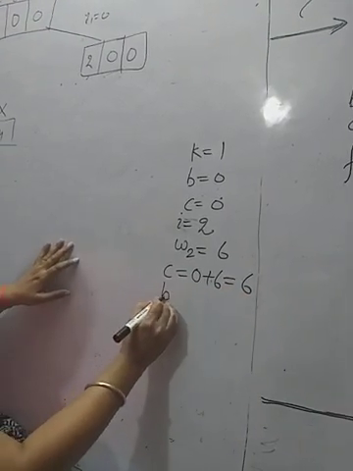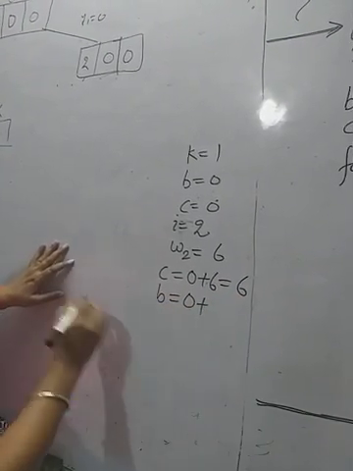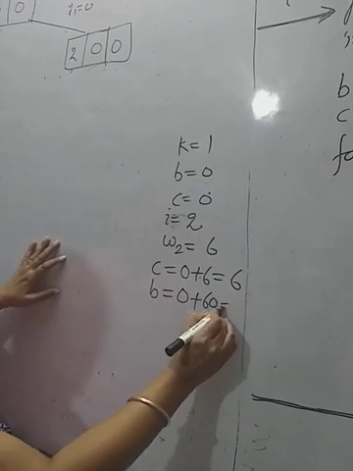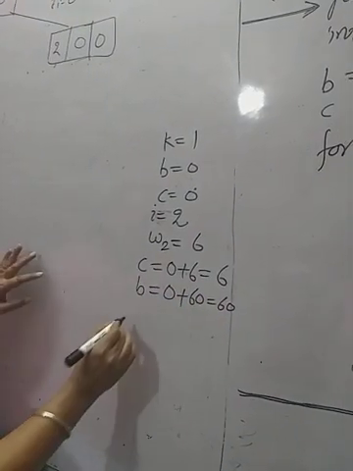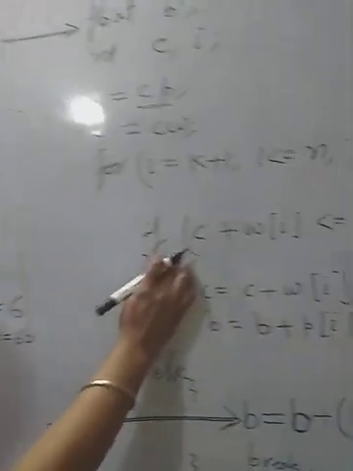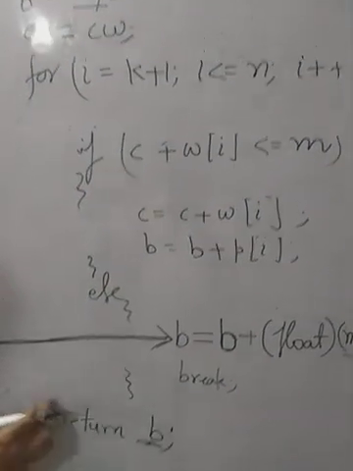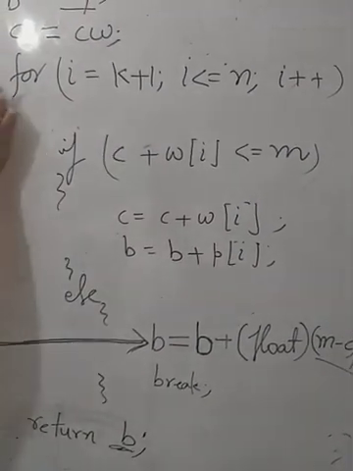And then the updated profit is 0 plus the profit of the second weight, that is 60. Now i will be 3. This condition is true. C and B will be updated, and thus again the loop will execute.